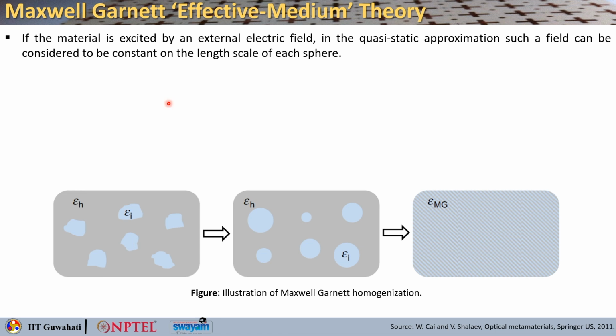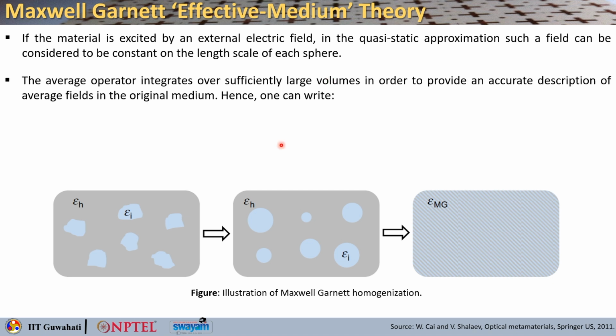So, to continue from the previous lecture, we have seen that if the material is excited by an external electric field, within the quasi-static approximation, you can say that such field can be considered as constant over the length scale of each sphere. That means that is possible when the sphere is much sub-wavelength. That means the wavelength of the light is much larger than the dimension of the sphere. So, you can consider the field to be quasi-static.